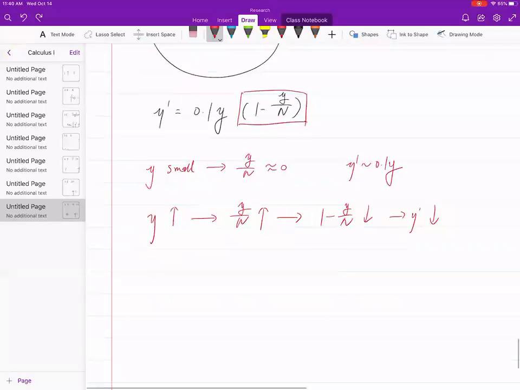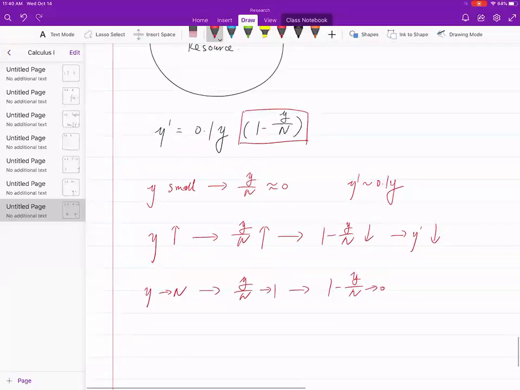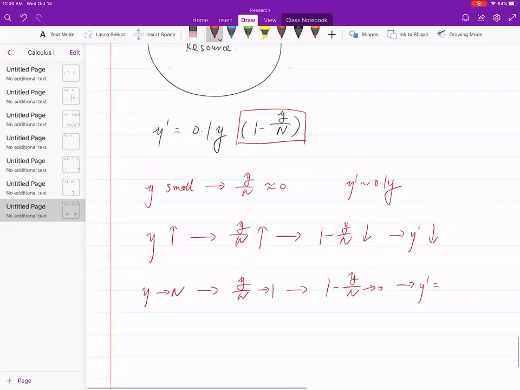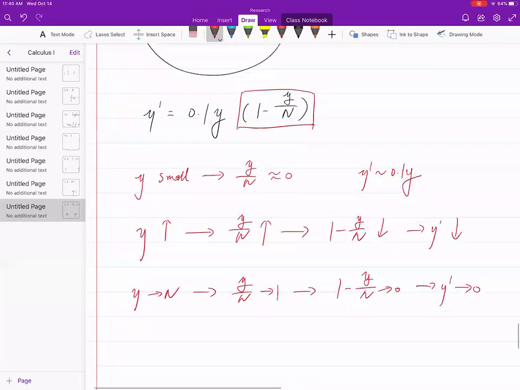What would happen if y is very close to N? That means y over N is very close to 1, so 1 minus y over N is very close to 0, which means your y prime is very close to 0. That means as you approach closer and closer to the capacity, you basically stop growing. You don't do that suddenly. You do it gradually. That's a pretty nice model. Not ideal, but it captures something we could not do before.